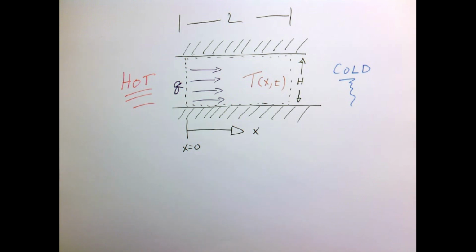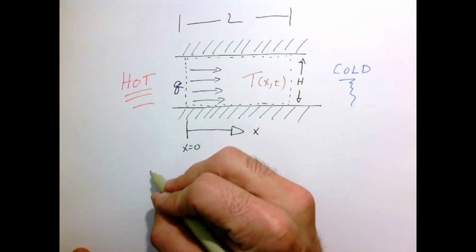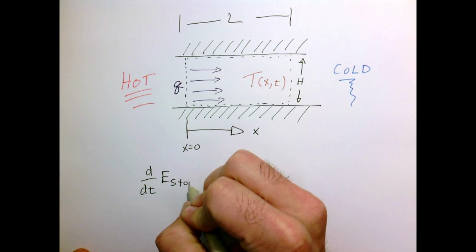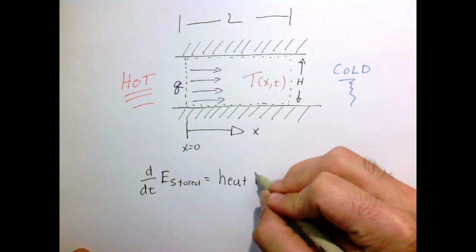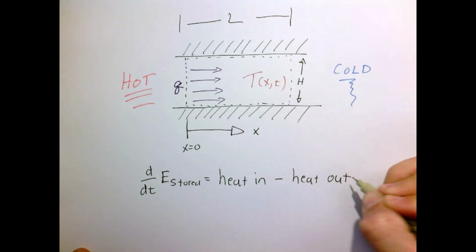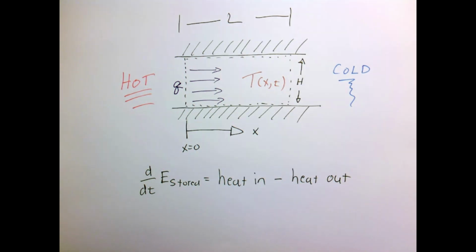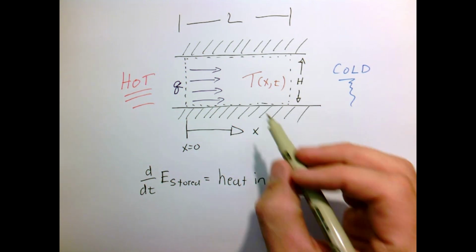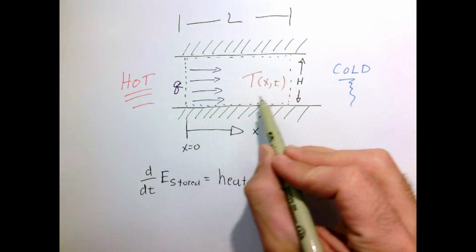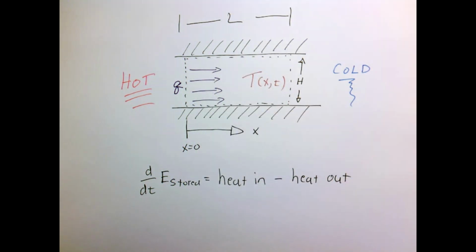So when we write our conservation of energy for this box, we're going to say the time rate of change of the energy stored is equal to the heat in minus the heat out. We're going to have to figure out what each of these terms are in our equation. So let's start with the time rate of change of the energy stored inside our box. So remember, we're talking about the thermal energy stored inside this control volume.